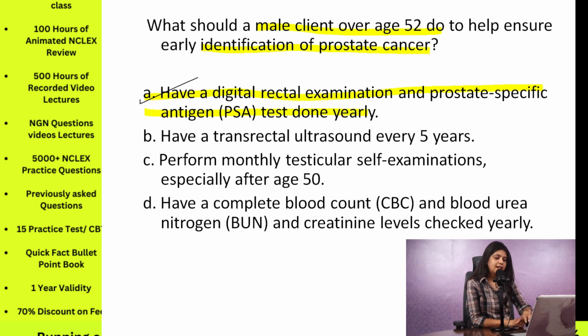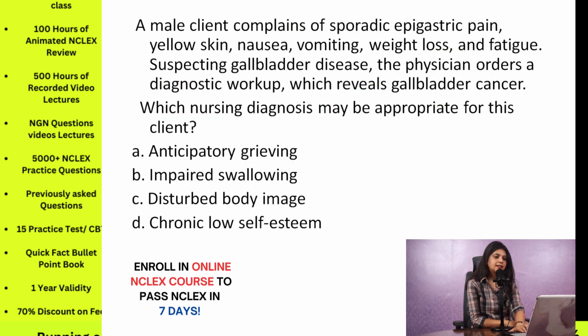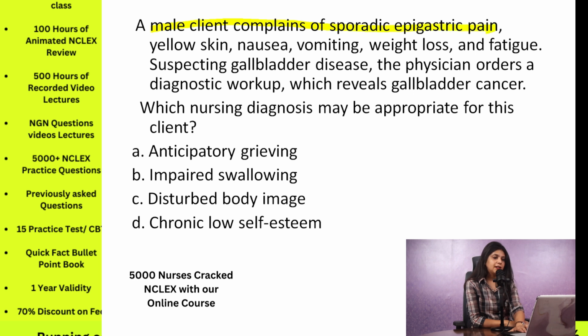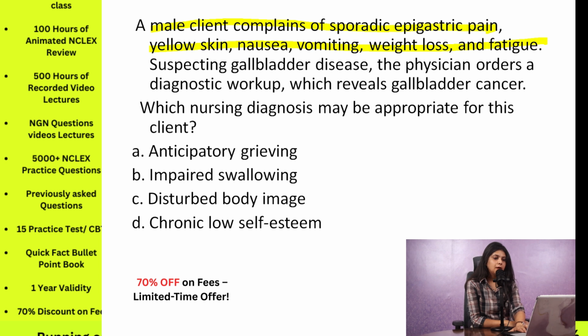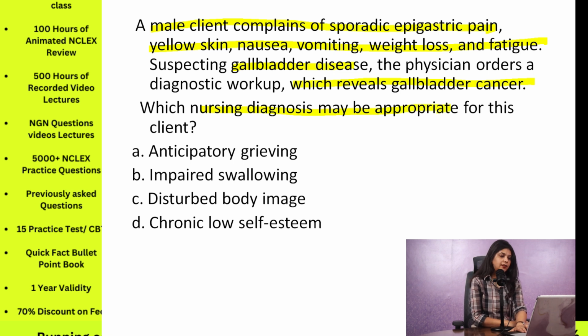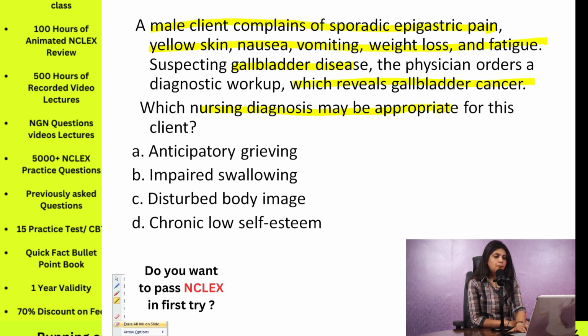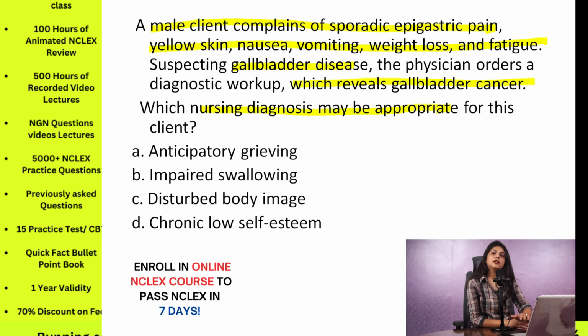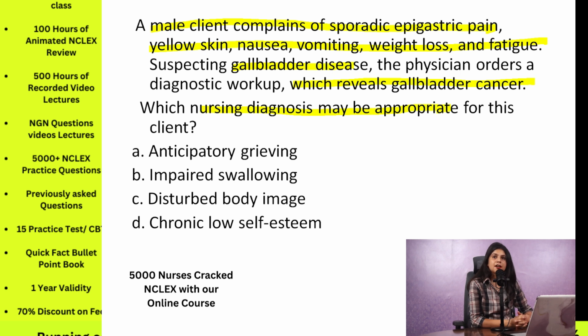Here comes another high-yield NCLEX-style question. A male client complains of sporadic epigastric pain, yellow skin, nausea, vomiting, weight loss, and fatigue. Suspecting gallbladder disease, the physician orders a diagnostic workup, which reveals gallbladder cancer. Which nursing diagnosis may be appropriate for this client? A. Anticipatory grieving. B. Impaired swallowing. C. Disturbed body image. D. Chronic low self-esteem. Answer: A. Anticipatory grieving.